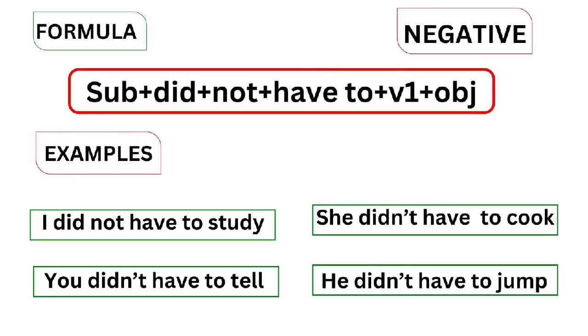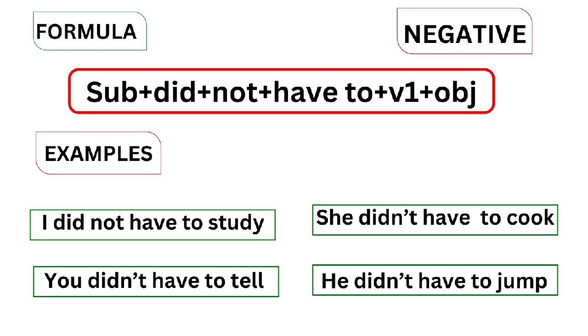Please keep it up in this session. The formula for the negative is subject plus did not plus have to plus V1 plus object. For example, I did not have to study, मतलब जो कुछ मुझे नहीं करना पड़ा. I did not have to study, मुझे नहीं पढ़ना पड़ा. She didn't have to cook, उसे खाना नहीं बनाना पड़ा. You didn't have to tell it, मुझे नहीं बताना पड़ा.